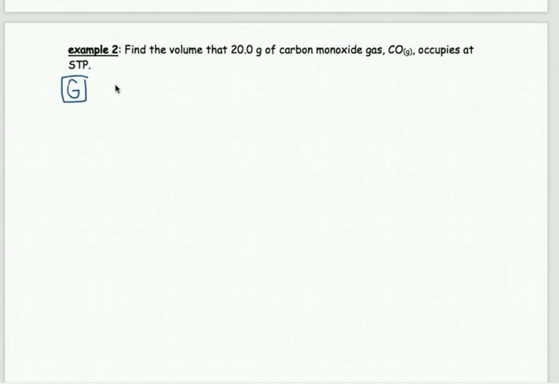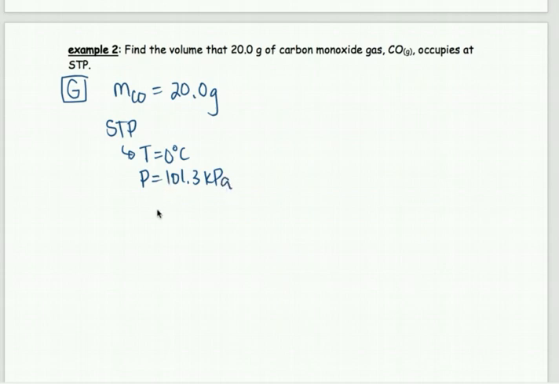Okay, so we have a mass of carbon monoxide, so that's CO. We know that it's at STP, and you could write those out if you need to. Again, those are on the back of your formula sheet. Okay, and then what we need here is the volume of carbon monoxide. So we're trying to figure out what method to use here. That's the main part of today's lesson.